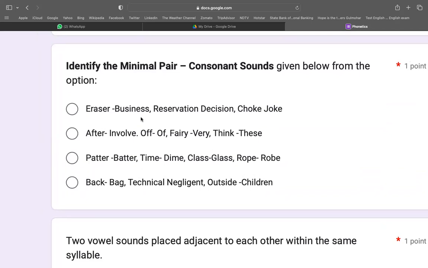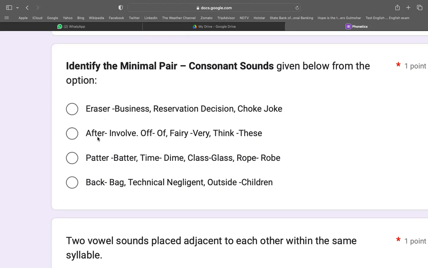So, eraser, business, and so on. Reservation, decision, right? We can find out cha and ja is there, cha and ja is also there. After, involve, for and ver is there, and of and of, very, very, think, this. So we can find out these are the sounds.